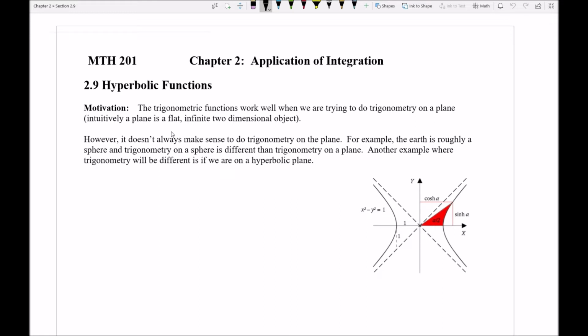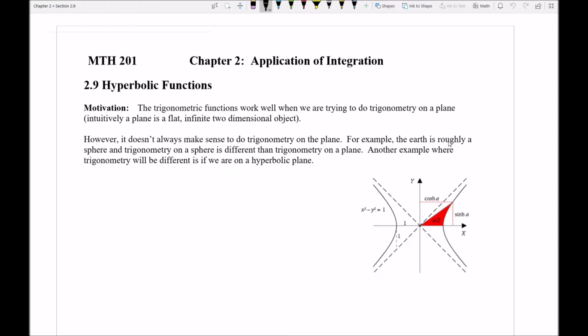But what's very strange is that we don't actually live in a world where everything is a flat surface. And so while trig is a very valuable set of ideas, it doesn't really ultimately become useful in every scenario. So for example, I state down here, the Earth, we obviously know, is roughly a sphere. And so trigonometry on a sphere is actually very different than trigonometry on a flat plane.